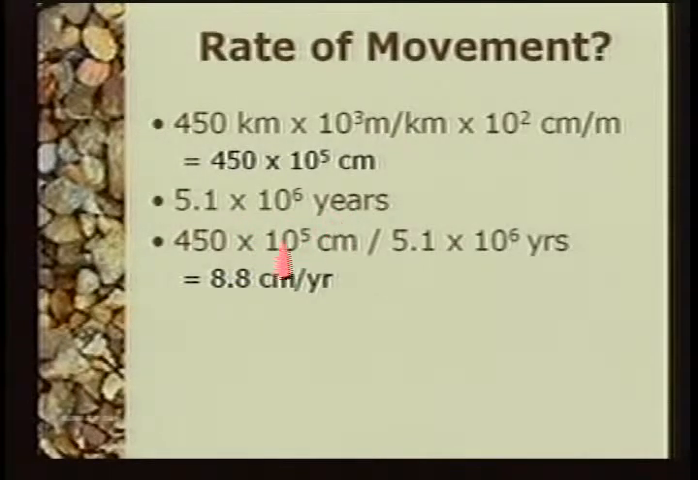So, what's the rate of movement? If we have 450 times 10 to the 5th centimeters, and we divide by the number of years, 5.1 times 10 to the 6 years, we end up calculating about 8.8 centimeters per year average rate of plate movement. The mantle plume stayed in the same location. The plate moved over, and different volcanoes, different islands were formed as that plate moved in a northwesterly direction.